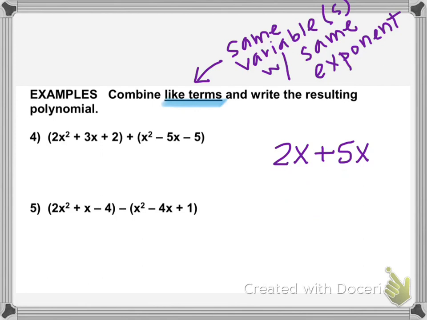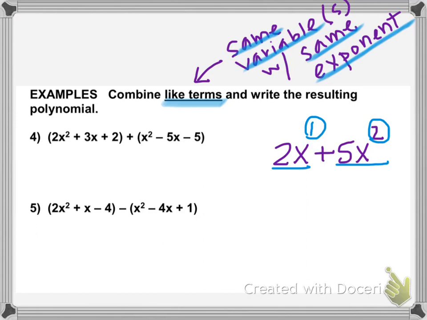Now, maybe one of our variables has an exponent of 2. So now my 2x and my 5x squared, even though they both have the same variable, their variable does not have the same exponent. So what's an exponent? The exponent is this little number up here. So this x has an exponent of 2. The other x, we can't see it, but there's an understood 1 right there. It has an exponent of 1. So because these exponents are not the same, this 2x and this 5x squared are not like terms. So we cannot combine them. We would just leave it like that.